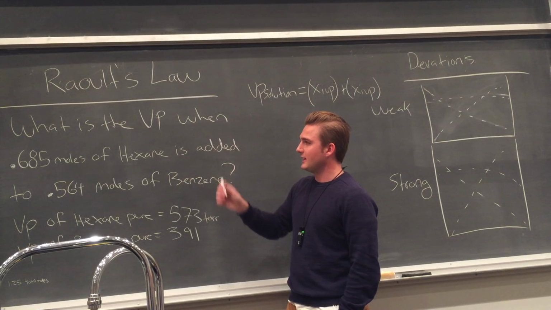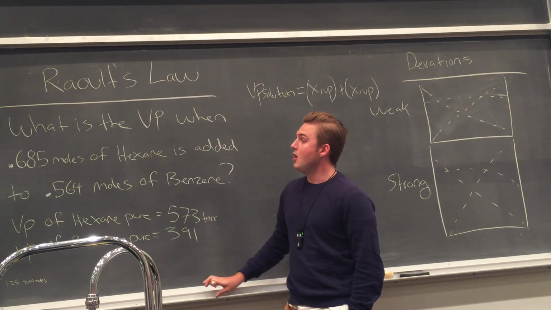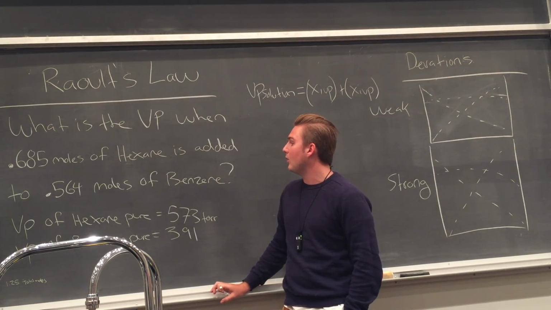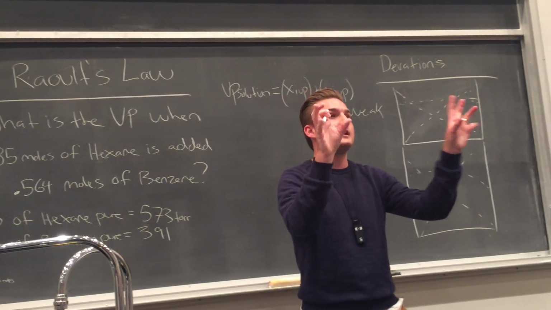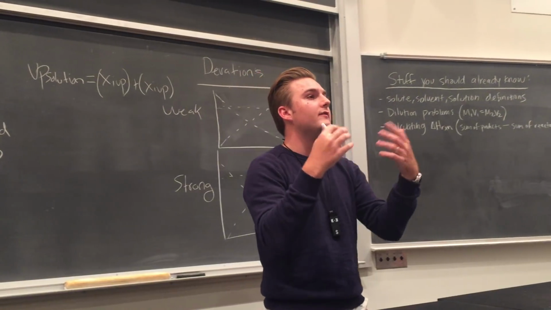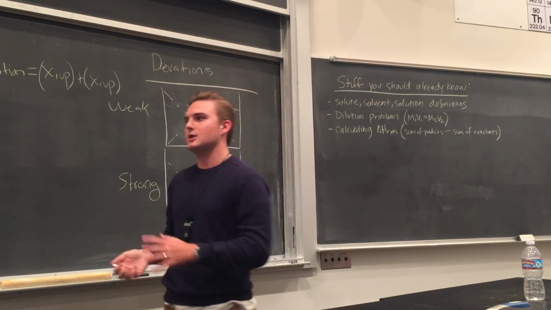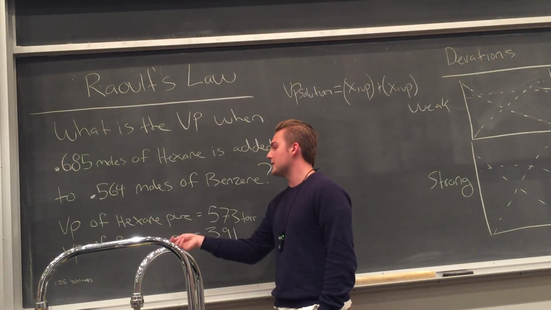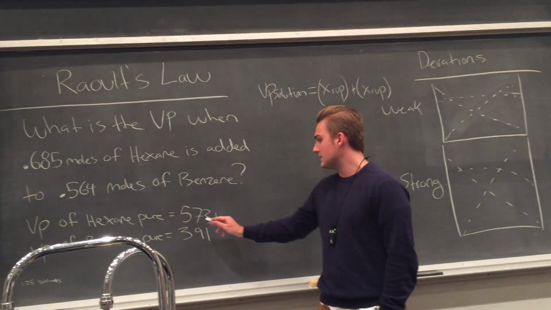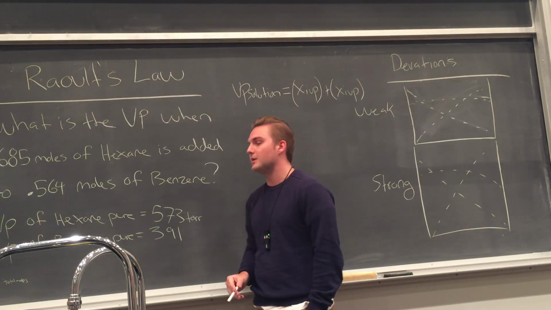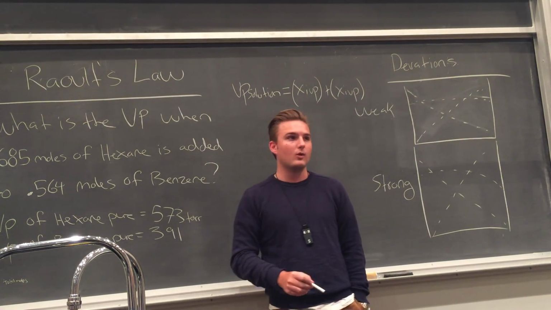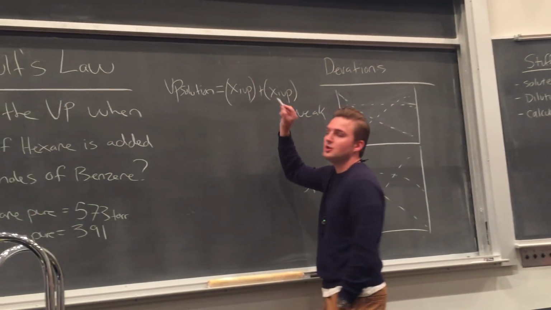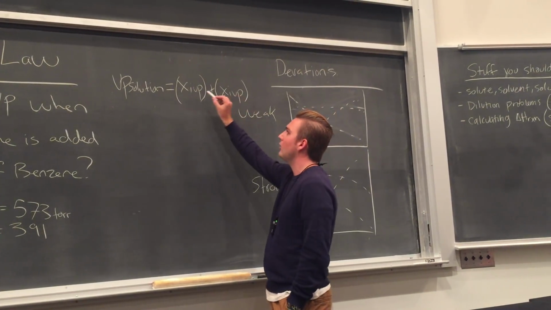So, a question like this: what is the vapor pressure when 0.685 moles of hexane is added to 0.564 moles of benzene? So I have two different things, I'm adding them together. I want to know the vapor pressure, so I have a mixture here. It's not a pure solution. But I'm given the values that I need to know. I know that the vapor pressure of hexane when it's pure is this many torr, and the vapor pressure of benzene when it's pure is that many torr, okay? So using Raoult's law, I already know the vapor pressures when those two are pure. I just need to solve for what their mole fractions are.